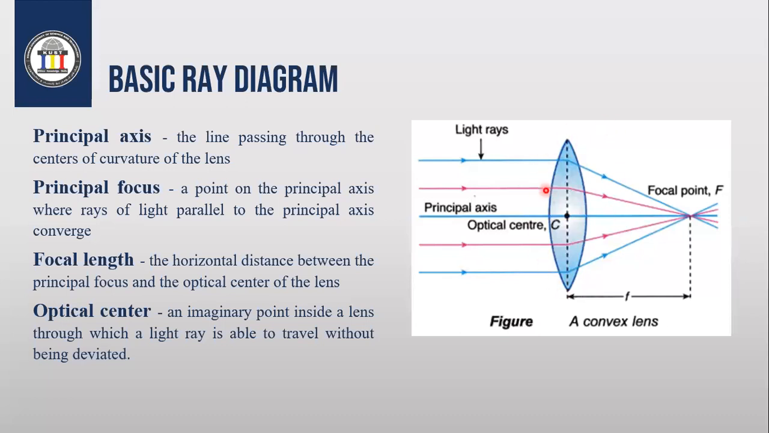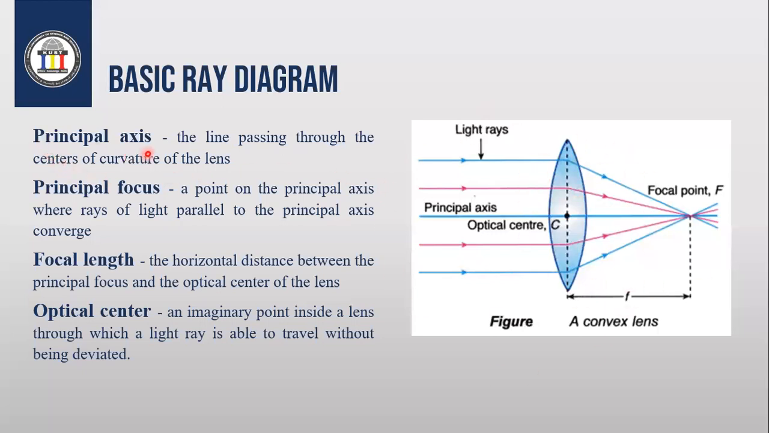We are using the convex lens. This is the convex lens. Why are we using the convex lens? Because our eye is convex, so it will be beneficial to understand how the convex lens works. First of all, you should understand the ray diagram.